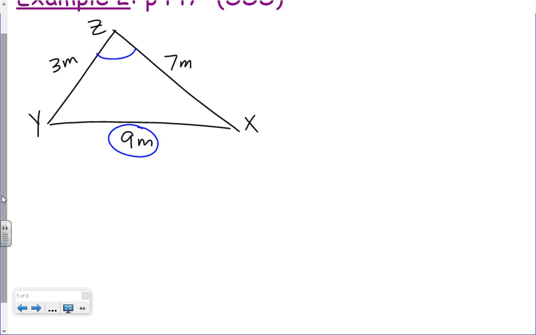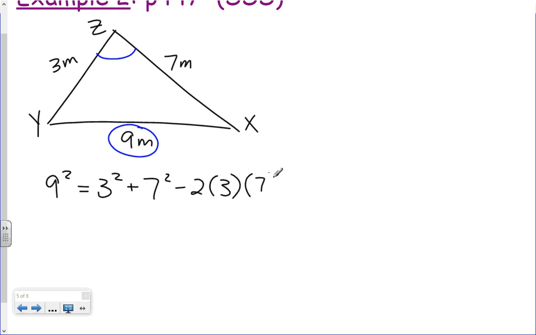All right, so the key here is that the angle you're looking for, which in this case is Z, and the side length you're given have to be opposite each other for your law of cosines. So I'm going to write out that 9 squared is equal to 3 squared plus 7 squared minus 2 times 3 times 7 times the cosine of Z.